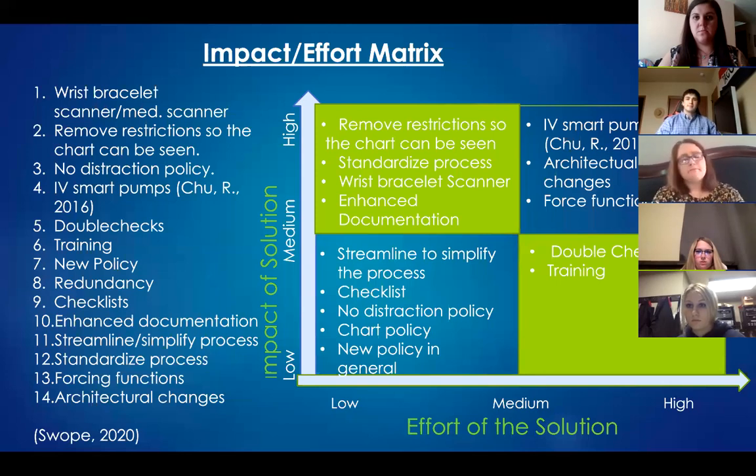Next to that, we have immediate, like the quick fix, like what are we going to do right now? And that would be something that is a high impact with a low effort. And that would be remove restrictions so the chart can be seen, standardized process, wrist bracelet scanners, and enhanced documentation.